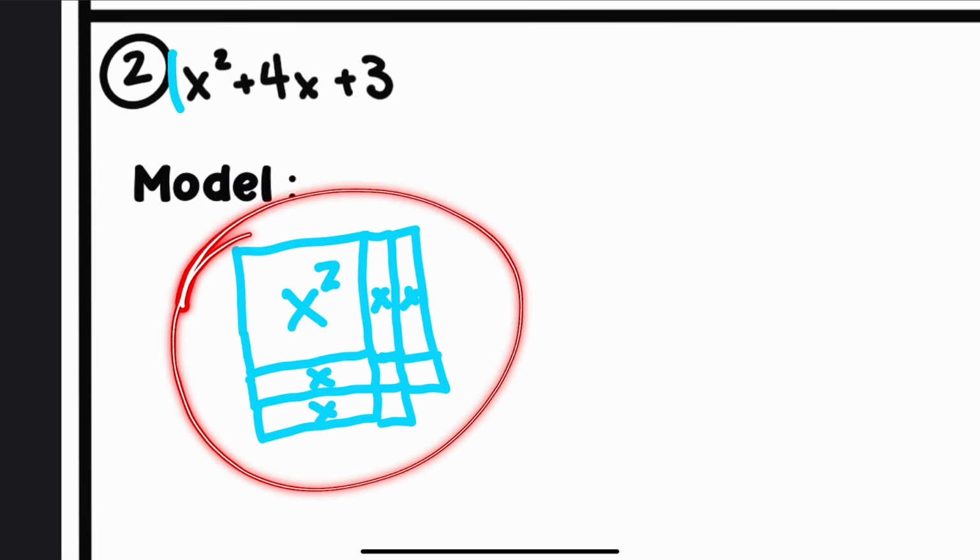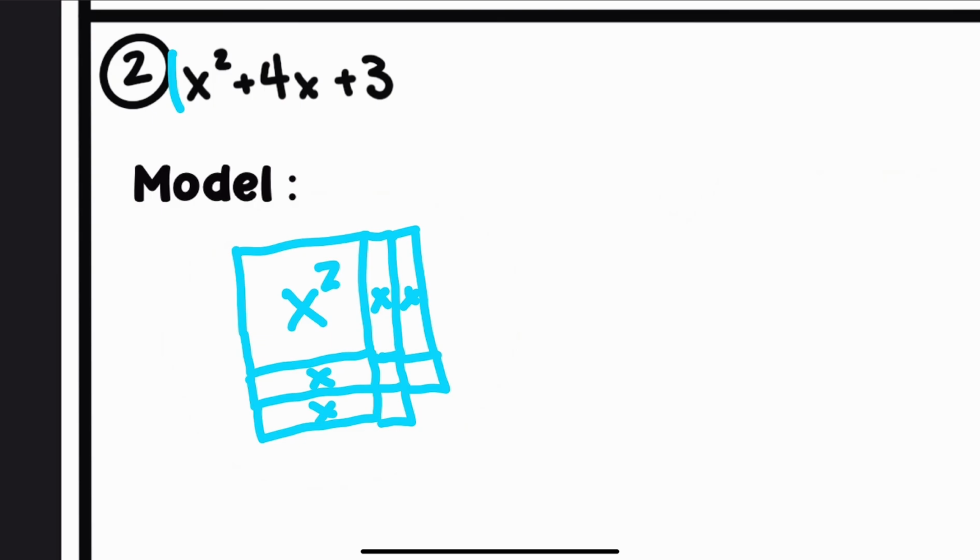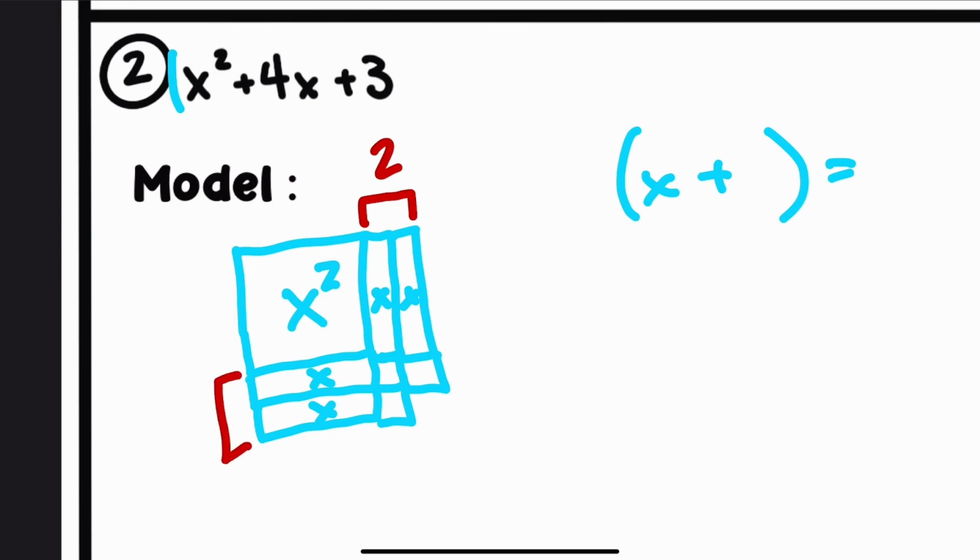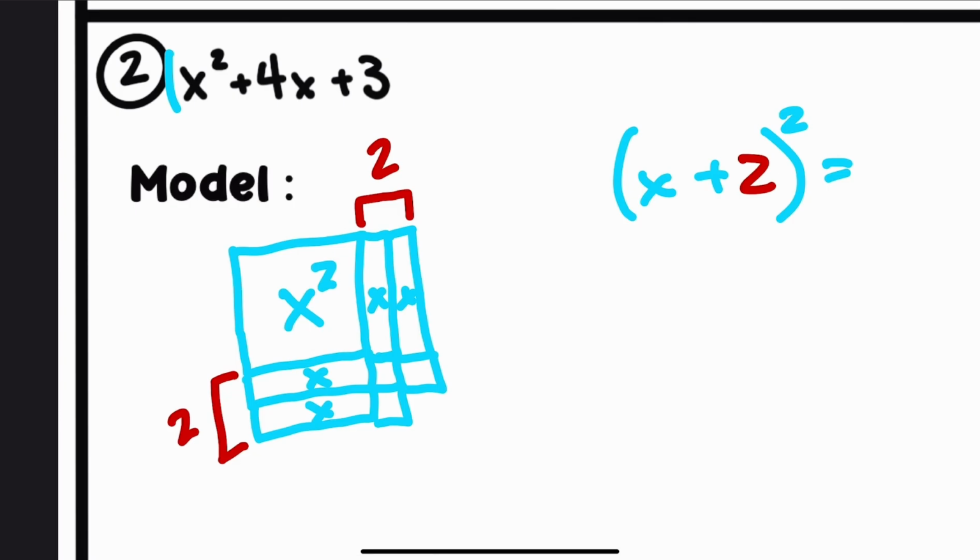We're going to use this model to rewrite the problem over here, but in a slightly different way. When I rewrite this problem, I know I'm going to have parentheses x plus something squared equals something, okay? I'm going to get those pieces from my x's first. I'm going to count how many I have on the sides and at the bottom. That is 2 x's on each side. So I'm going to write a 2 here. Oh, I forgot my squared.